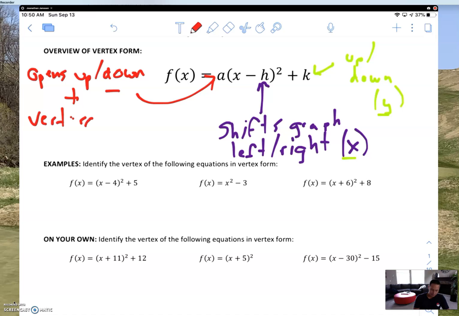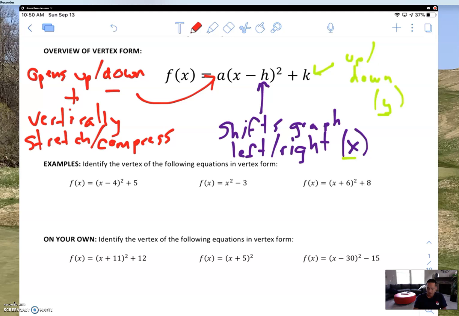It also vertically stretches or compresses. So vertically stretch, what that's going to do is it's going to pull the graph up, and that's if the a value is bigger than 1. Or it's going to squash it down, and that's if it's going to be smaller than 1. So that's called compress. So if a is bigger than 1, it's going to stretch the parabola up a little bit. If it's smaller than 1, it's going to squash that parabola down.